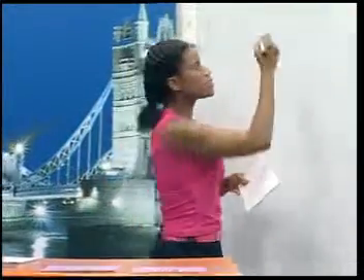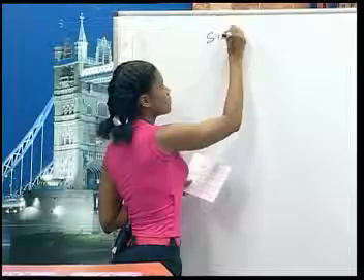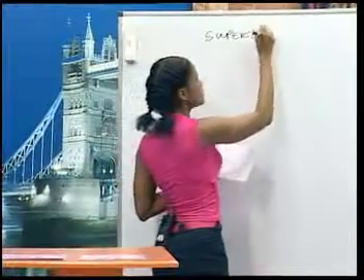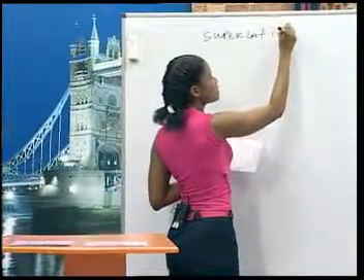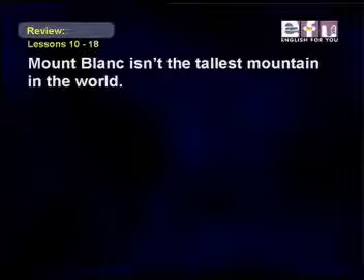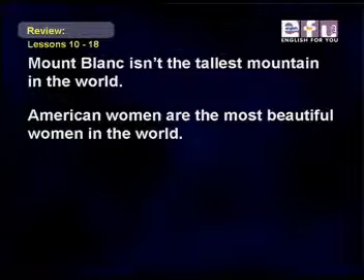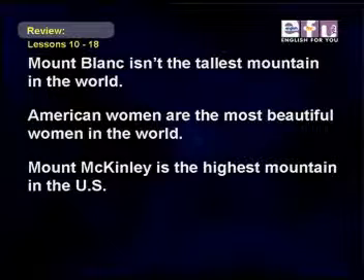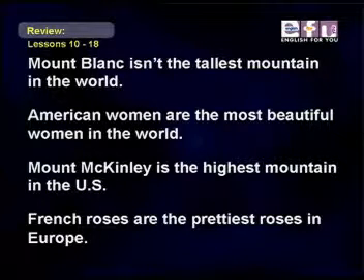Now let's review superlatives. A superlative is the absolute of something. It's saying something is the most in a group. Let's look at some examples. Mount Blanc isn't the tallest mountain in the world. American women are the most beautiful women in the world. Mount McKinley is the highest mountain in the U.S. French roses are the prettiest roses in Europe.